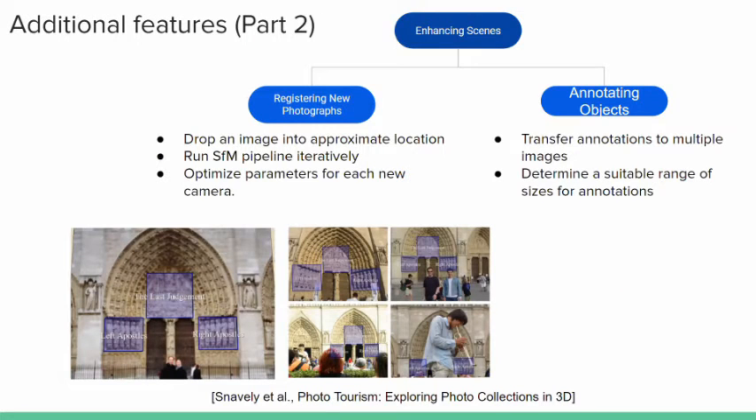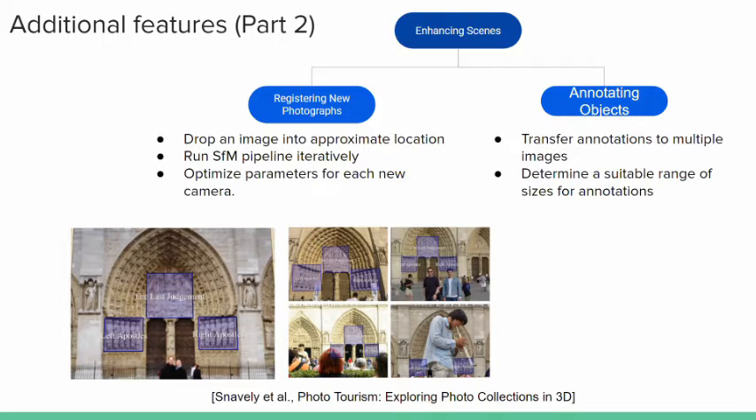So let's say we want to add a new image to this 3D model to better help the reconstruction. So we have to follow the following steps. For example, drop an image into the approximate location where the image was taken. Then run the SFM, structure from motion pipeline, iteratively till all the parameters for the new camera are optimized. So this is how we can enhance certain scenes.